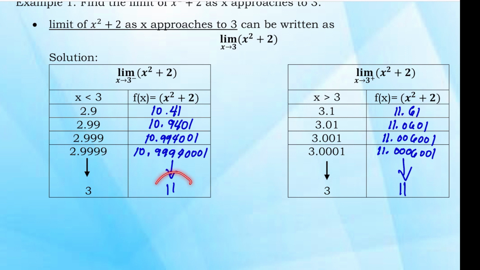Since they are equal, we can say that the limit of the function x squared plus 2 where x approaches 3 is equivalent to 11. So the function value appears to get closer to 11 as x gets closer to 3. We can say that the limit of x squared plus 2 as x approaches 3 is 11.